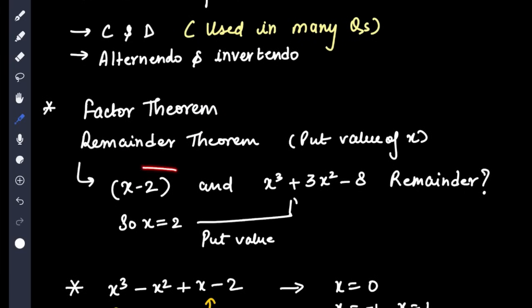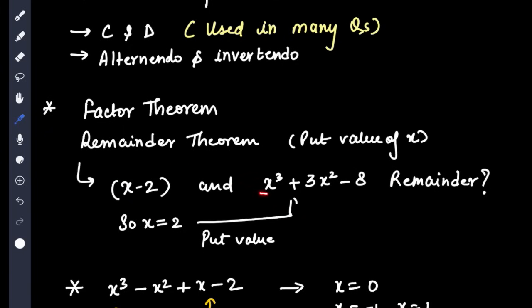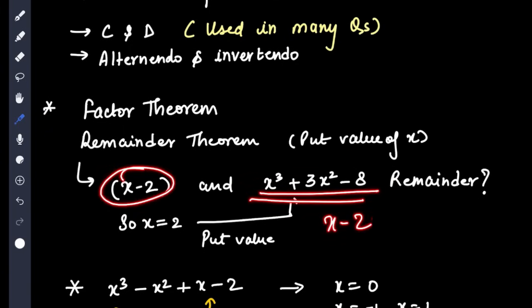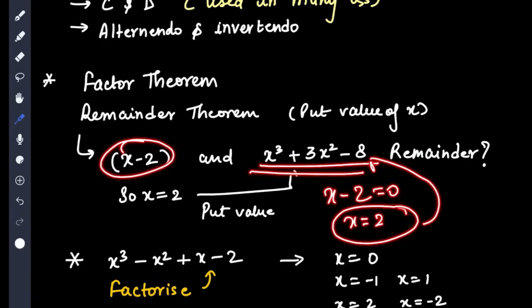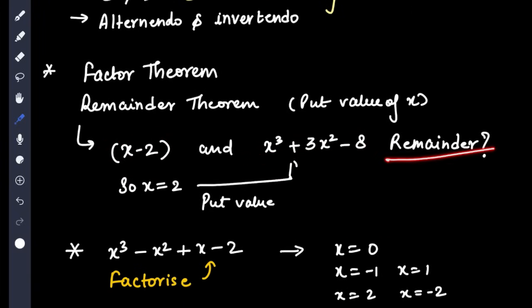So they'll ask you, this is the factor, tell me the remainder when we divide it by this. So you'll have to put the value of x minus 2 equal to 0 and x comes out to be 2, and then you'll have to put it here in this equation. Whatever the answer is will be the remainder.